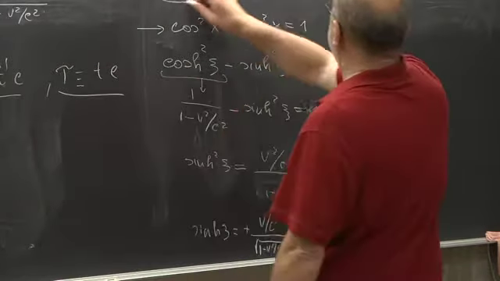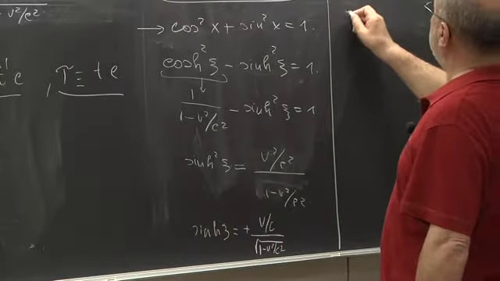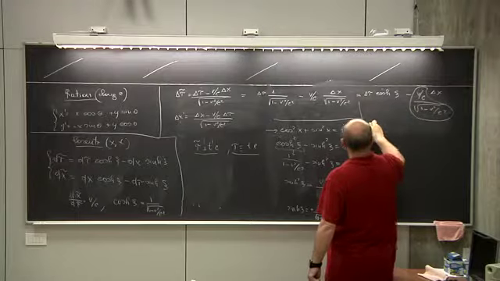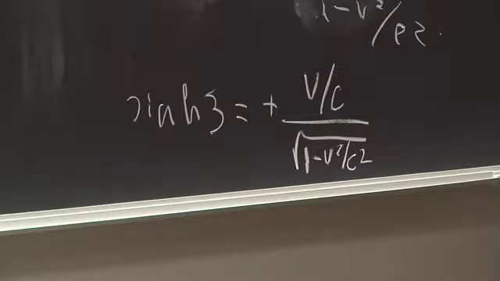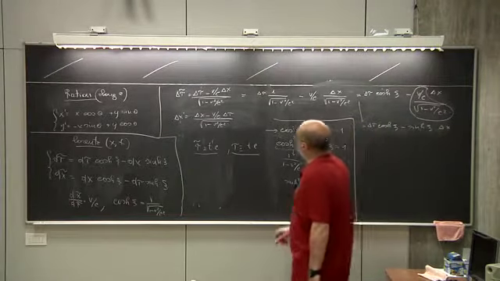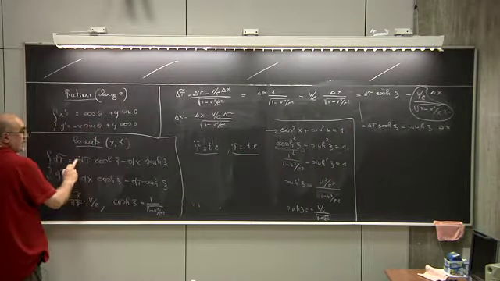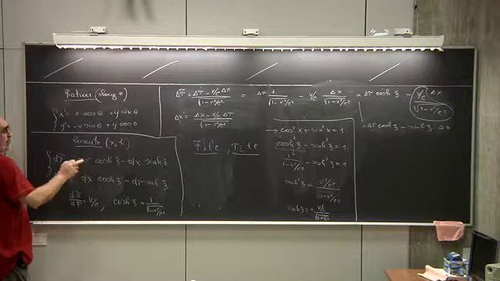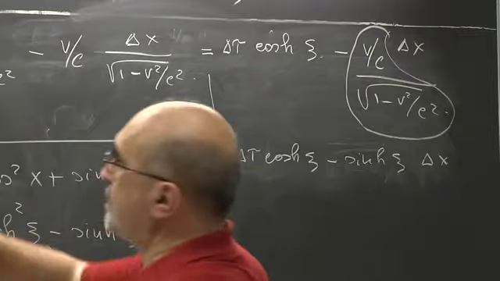And then, having done that, I can rewrite this as equal delta tau cosine hyperbolic psi minus sine hyperbolic psi delta x. So the first relation is proved. Instead of using d tau and dx, I use delta, but it doesn't matter. Okay? So I have proved the first relation.